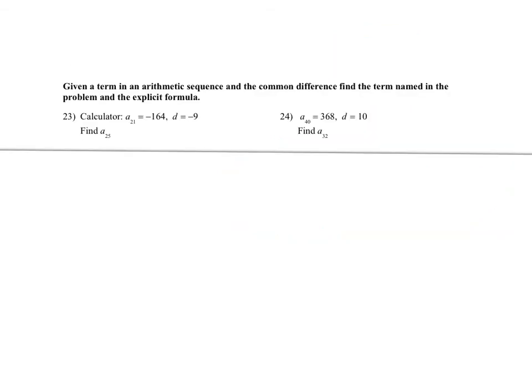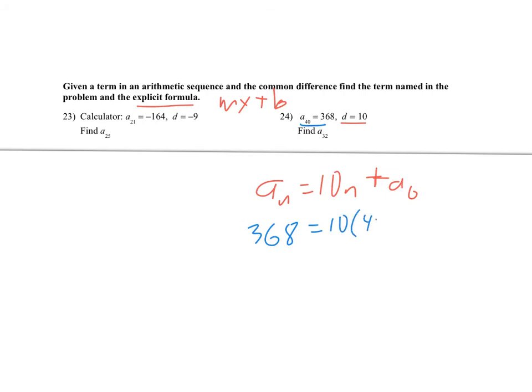All right, next up here, they want us to find the explicit formula and also another term, but I'll find the explicit formula first. So the explicit formula is really just the mx plus b, and we know that the common difference is really the slope. So I'm going to say a sub n equals 10n plus a sub 0, which is what we use instead of b. You can call it b, honestly, if you want to. And so what I'm going to do to find that b, or that a sub 0, is to plug in this. So the 368 goes out front, and the 40 goes in for n.